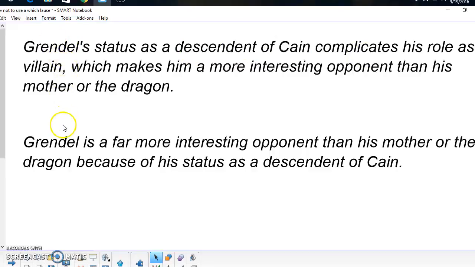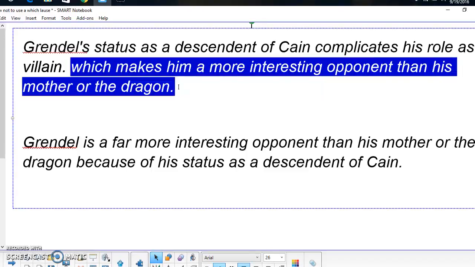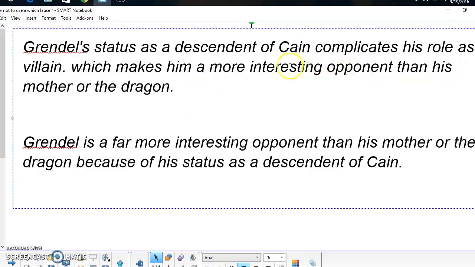One way I could fix this that I haven't done here is just stop the sentence right here. Put a period, and then all of this stuff about the more interesting part, could essentially just take it out if I wanted, and just argue this idea about interesting in the sentences that follow. I have a nice claim here. This whole bit about being the descendant of Cain is complicating this role as a villain. My reader wants to know what I mean by that. I really don't have to cram more stuff into this sentence. I already have a nice expression here. But if we wanted to keep it, we can just put this interesting part at the beginning. He's a far more interesting opponent than his mother or the dragon, and the reader says, okay, why is that? Because of his status as a descendant of Cain.